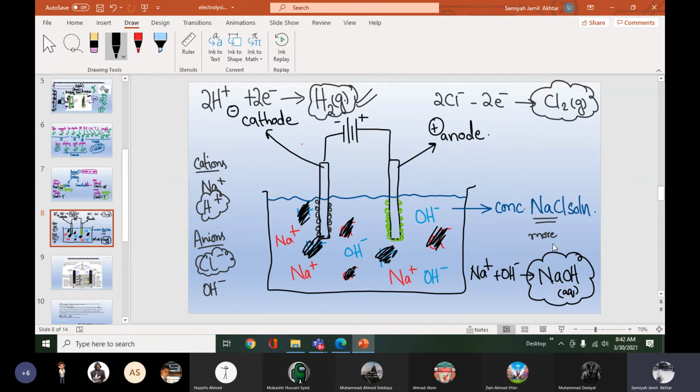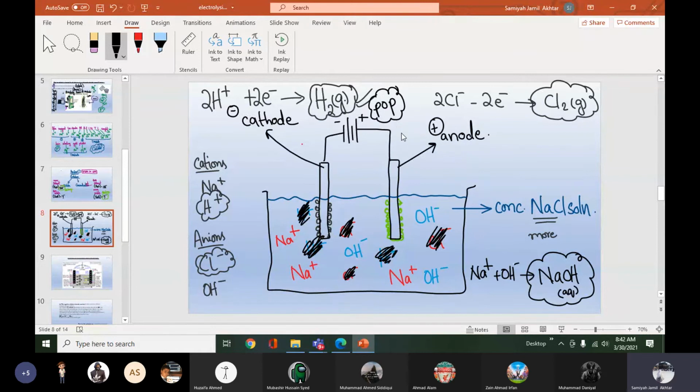So what is the test for hydrogen? Bring a light and splint, or a burning matchstick, near hydrogen gas. What will happen if hydrogen is present? It will pop. Good. We will hear a pop sound.